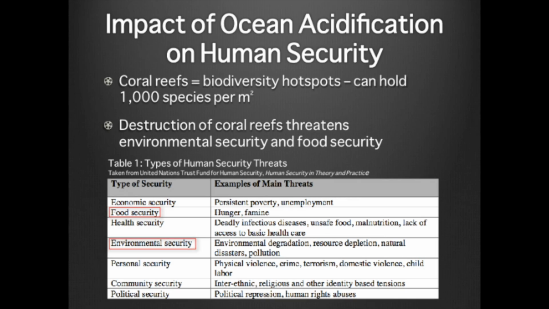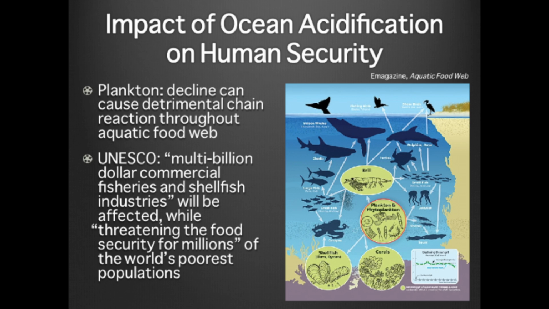As previously emphasized, coral reefs are biodiversity hotspots. Some coral reefs can hold up to 1,000 species per square meter. The destruction of coral reefs affects tourism, shoreline protection, and biodiversity, which are great threats to human security, especially food and environmental security. Ocean acidification can have a huge impact on plankton, which can cause a detrimental chain reaction throughout the aquatic food web if their populations were to decline as forecasted.